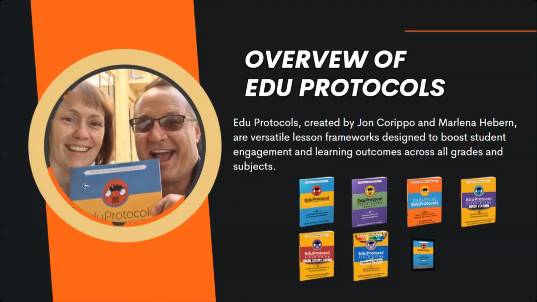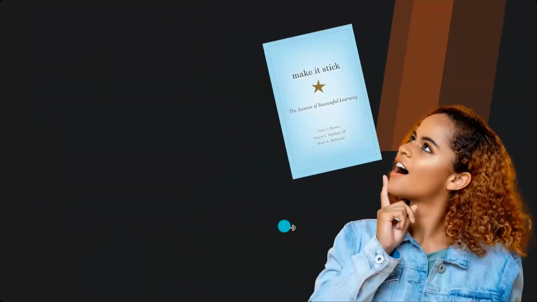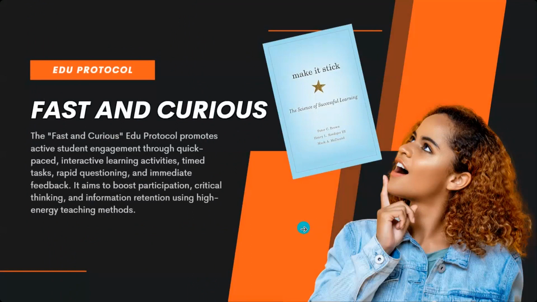That's the one thing I love about it. So you can do it on paper, especially if in the beginning of the school year it takes a while for your student Chromebooks to be rolled out. But you can also use it digitally, so with Google Slides or Google Drawings or different tools that you have available to you. So they have many EduProtocols, and the one that I'm going to focus on today is the Fast and Curious.